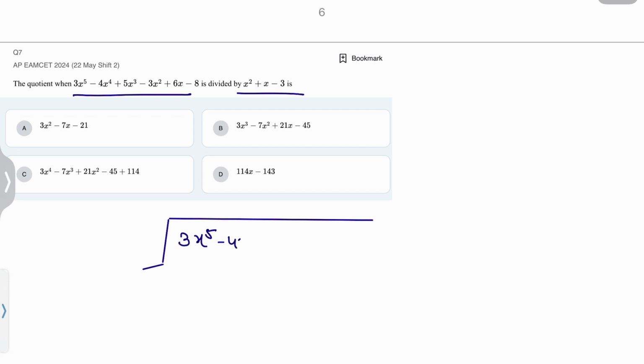3x power 5 minus 4x power 4 plus 5x cube minus 3x square plus 6x minus 8. Okay, and this one is x square plus x minus 3. No problem, and start to divide it. How to divide? The perfect method is the division method.